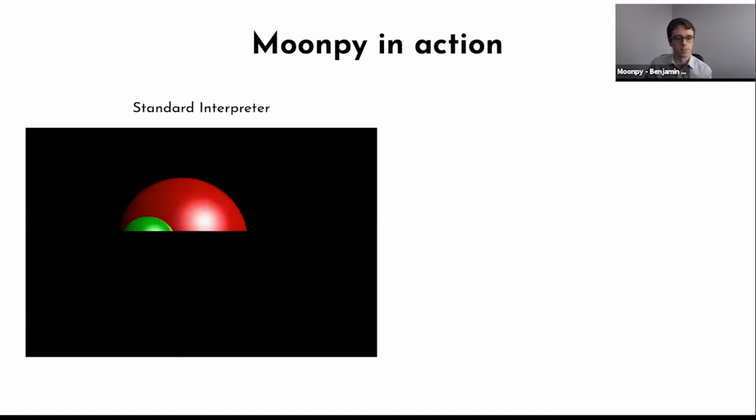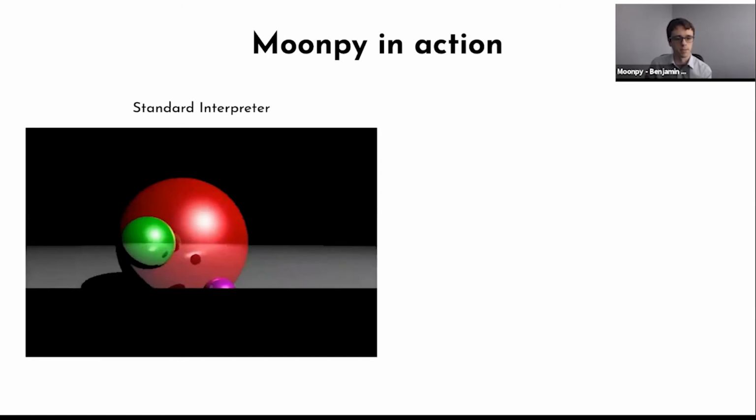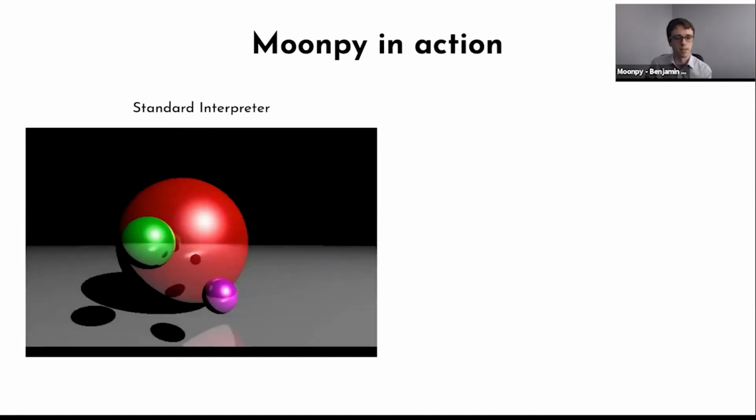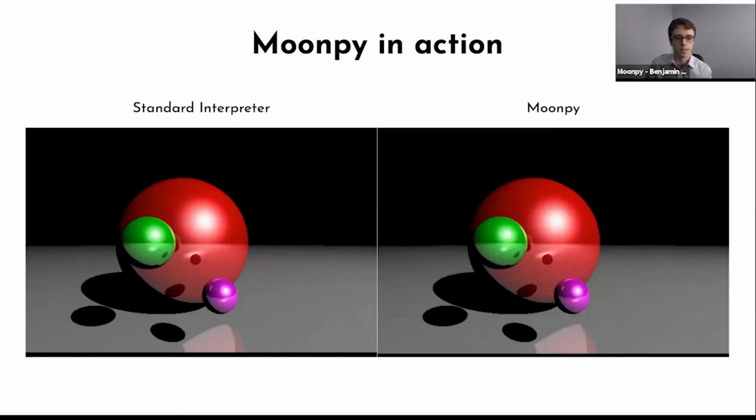On the left is how long standard Python takes to render a simple scene. And now for the exact same scene rendered with Moonpy. It's the exact same code, exact same computer, but it's now 15 times faster.